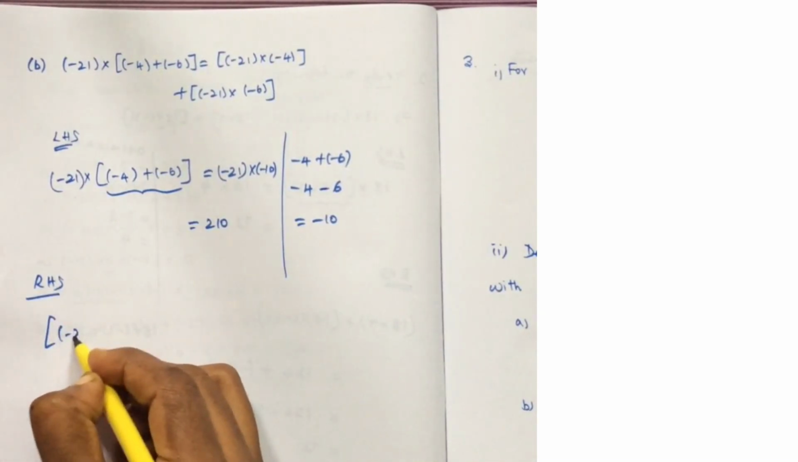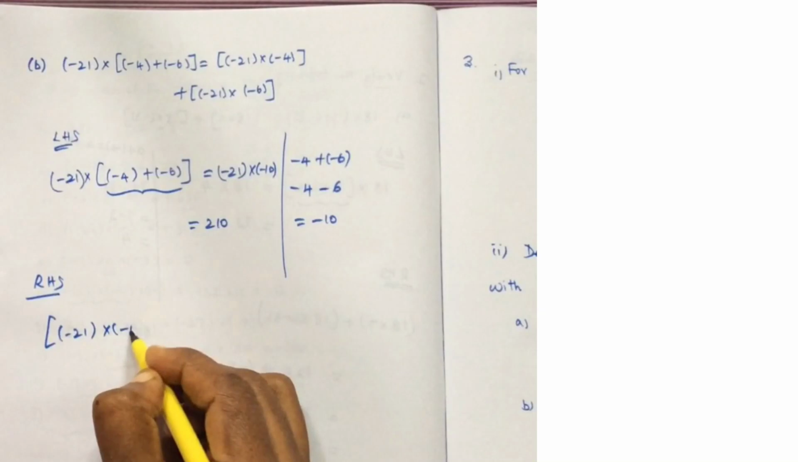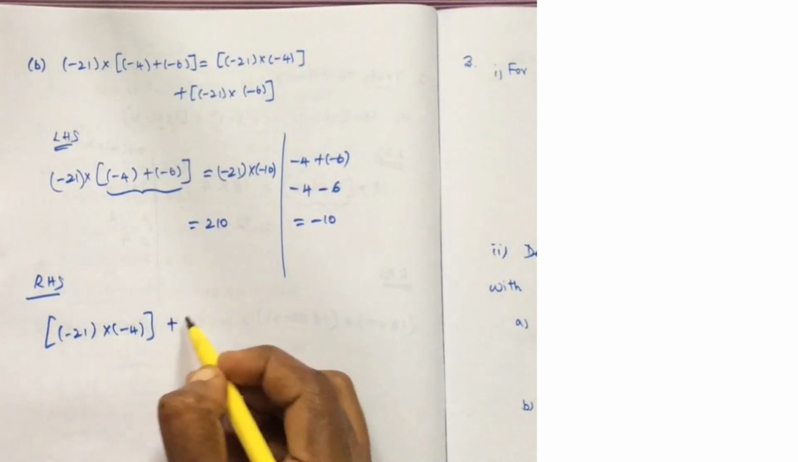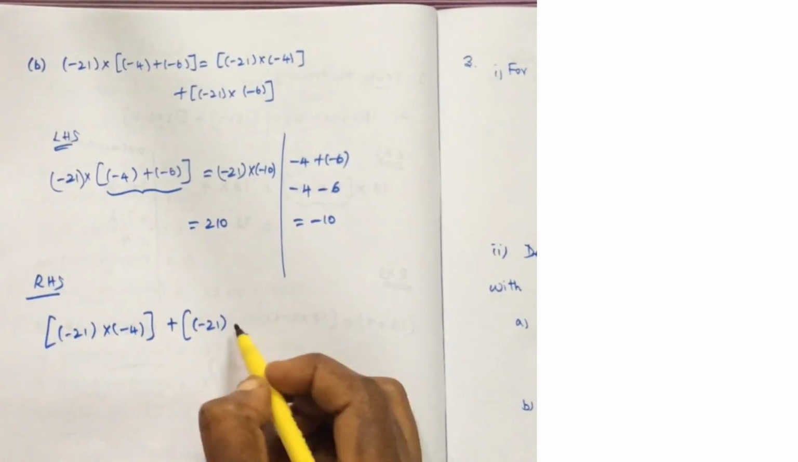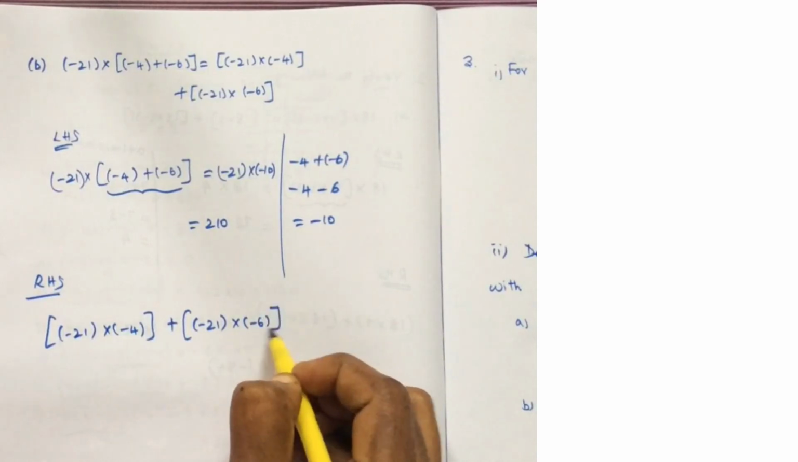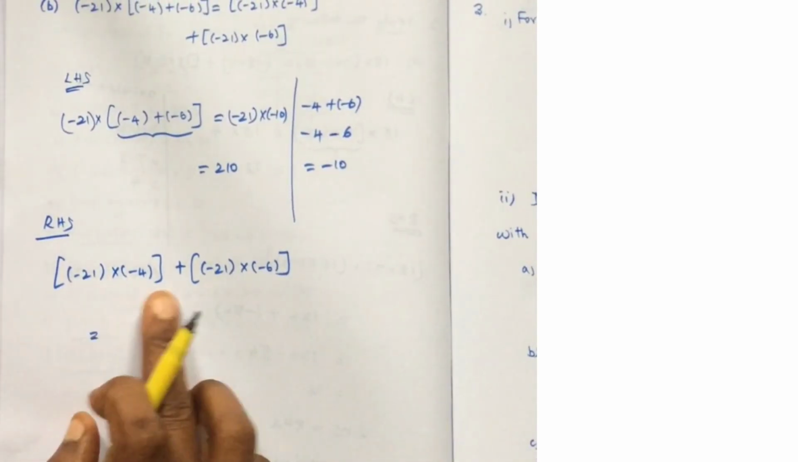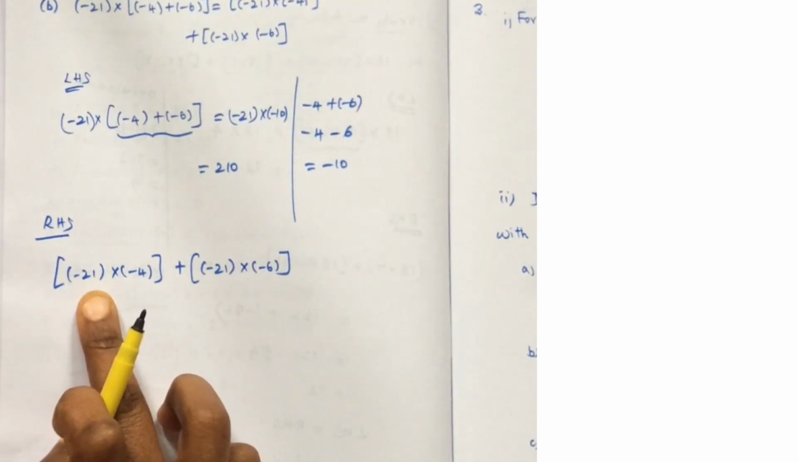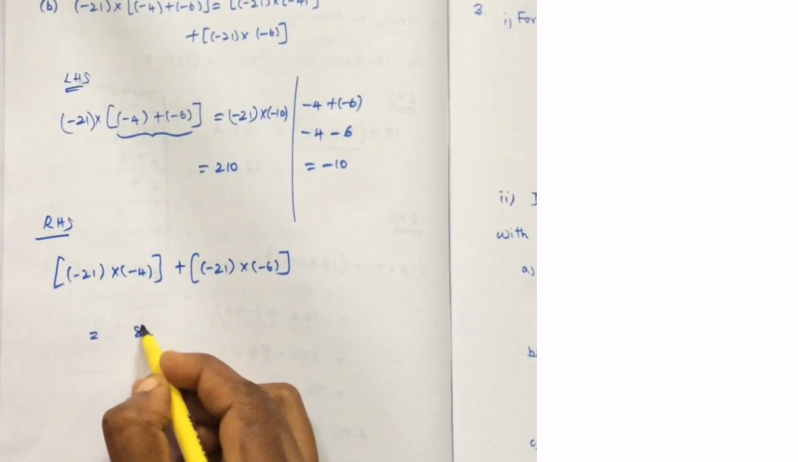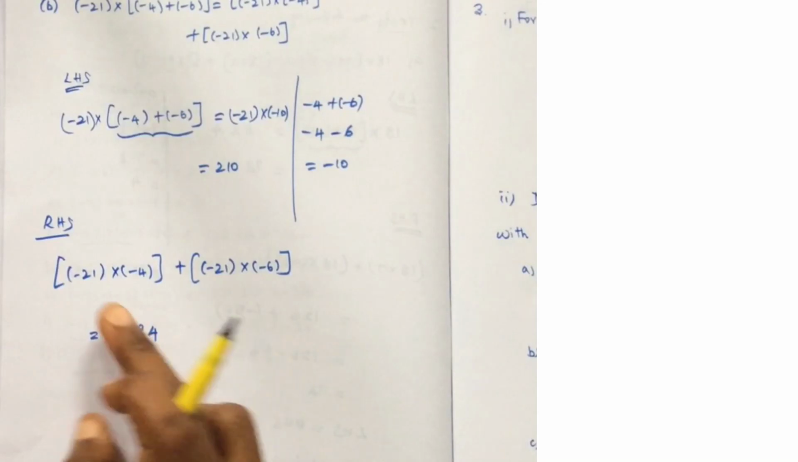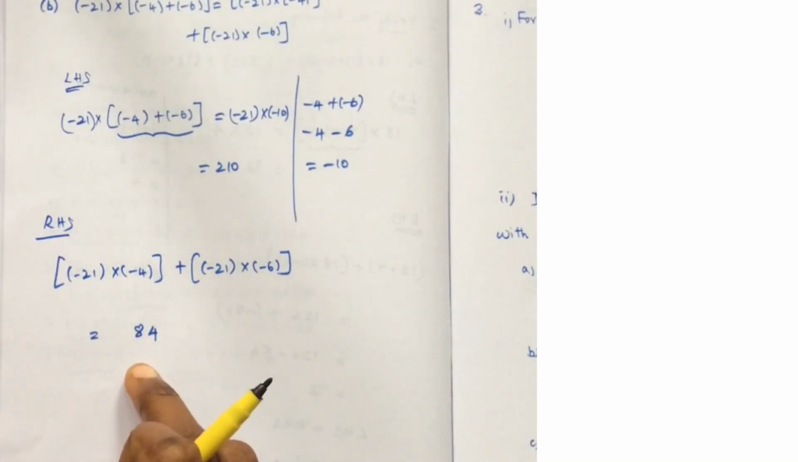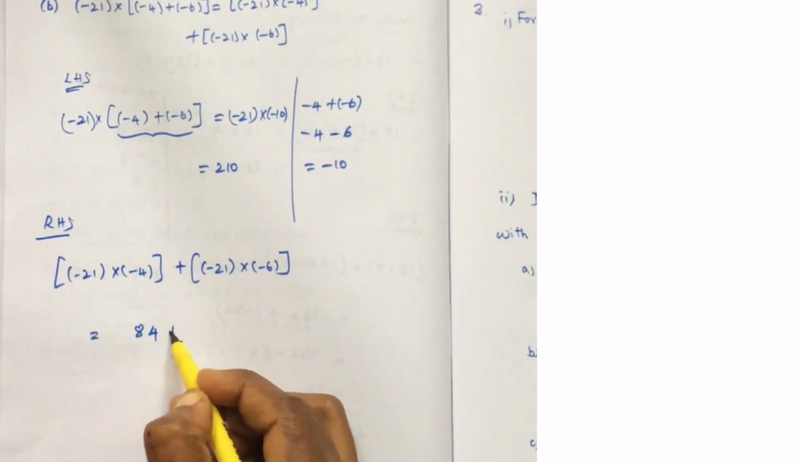What is this? Minus 21 multiplied by minus 4 plus minus 21 multiplied by minus 6. Now first you have to see here, 21 multiplied by 4 is 84. Minus into minus is plus, then you have to put this plus here.